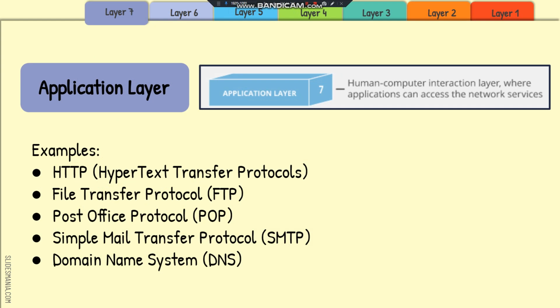Examples of the application layer protocols are Hypertext Transfer Protocol or HTTP, File Transfer Protocol or FTP, Post Office Protocol or POP, Simple Mail Transfer Protocol or SMTP, Domain Name System or DNS.